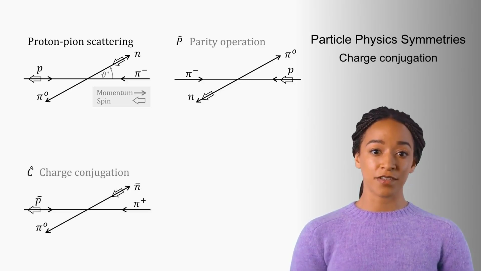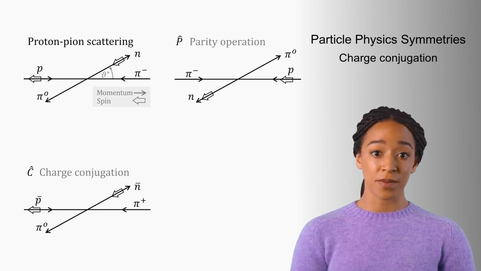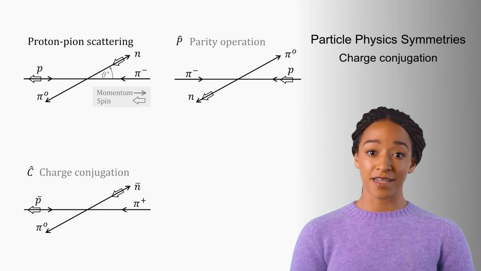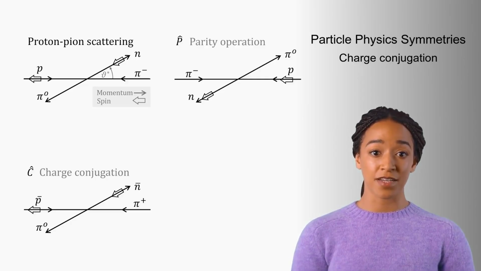Next is charge conjugation. The proton from the left becomes an antiproton. From the right, a positively charged pion comes in. The outgoing particles are an antineutron and a neutral pion pi0. Swapping particles with antiparticles is allowed in the strong and electromagnetic interactions.